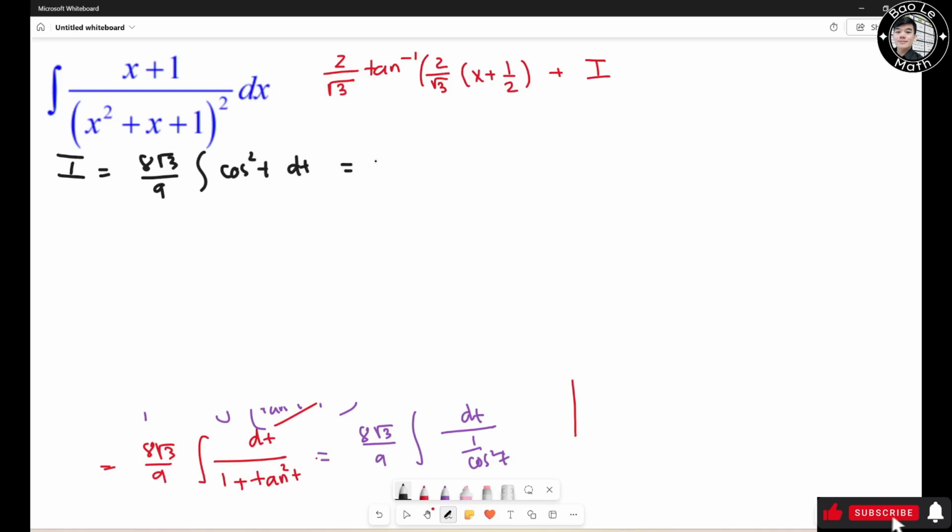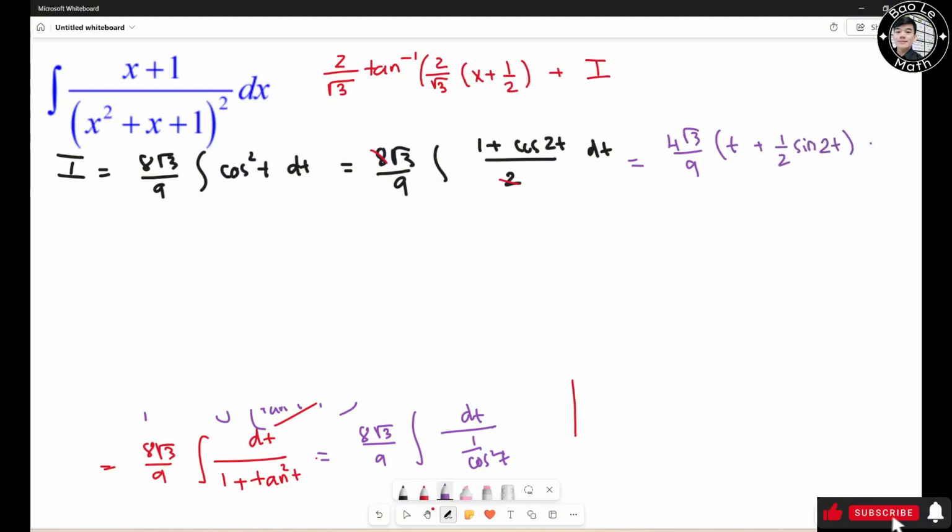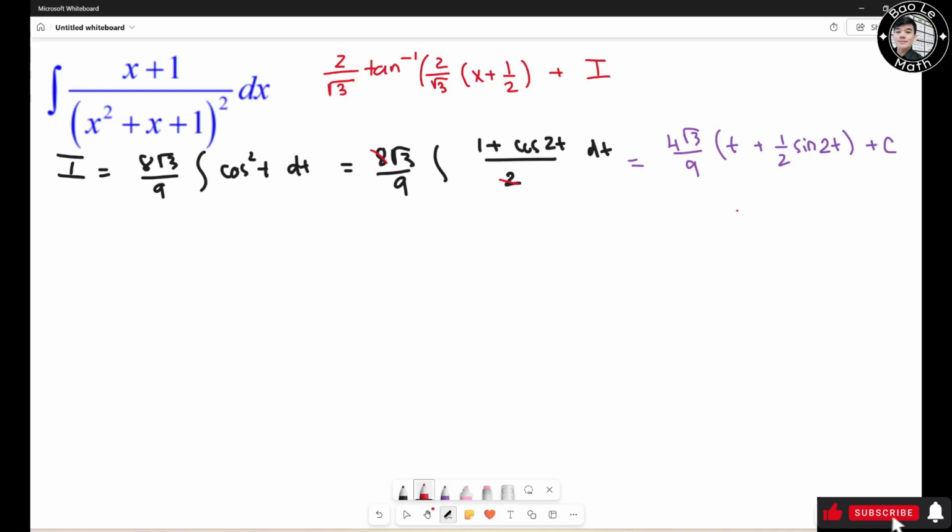Now this equals 8 root 3 over 9 times the integral of 1 plus cosine of 2t over 2 dt, right? Now you simplify: 8 divided by 2 is going to be 4, so you have 4 root 3 over 9. And you take the antiderivative of this, and it turns out to be t plus 1/2 sine 2t plus C, right? Now we need to substitute the original variables back.